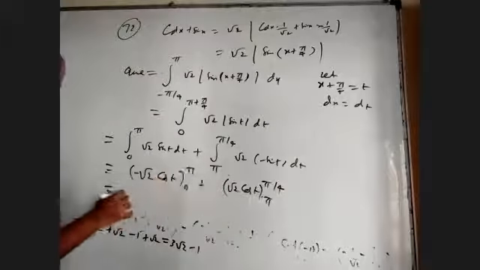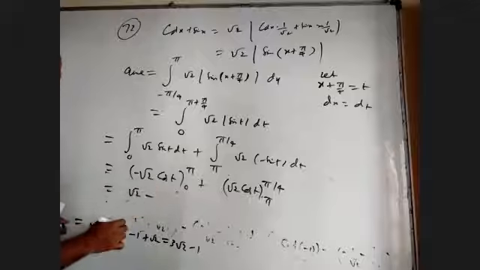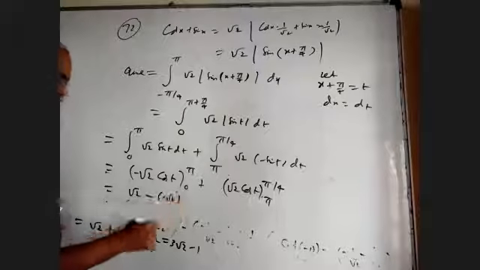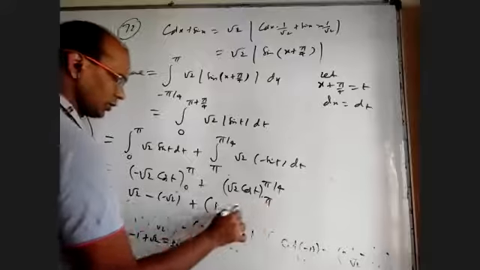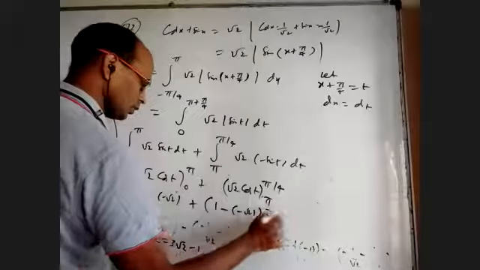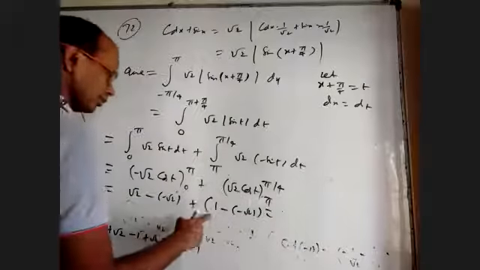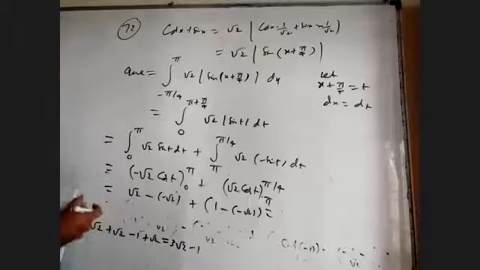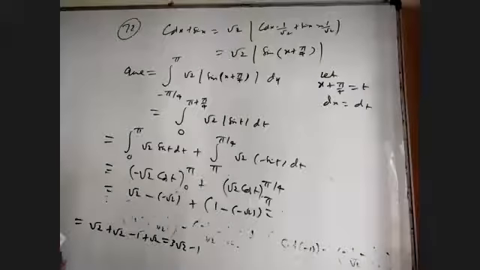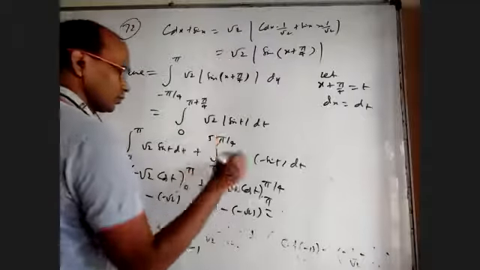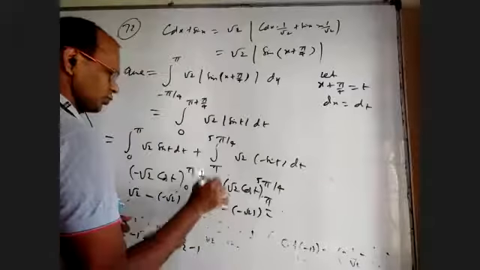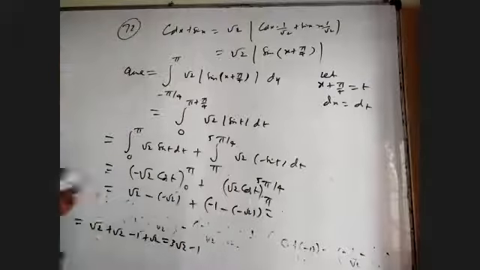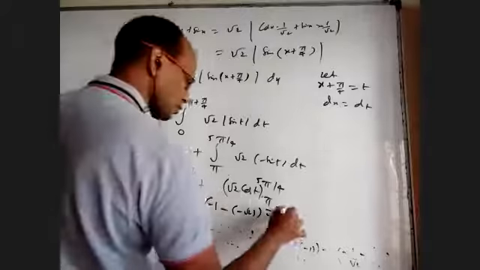So when I put pi, I'll get root 2. When I put 0, I'll get a minus root 2. Here when I put pi by 4, I'll get 1. When I put pi, I'll get a minus root 2. This is pi to 5 pi by 4. So this is minus 1 by root 2 with a root 2, so minus 1. So I'm getting 3 root 2 minus 1.